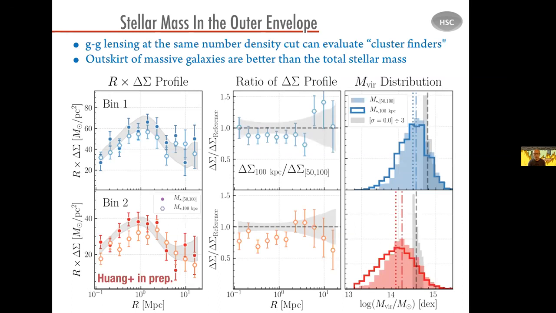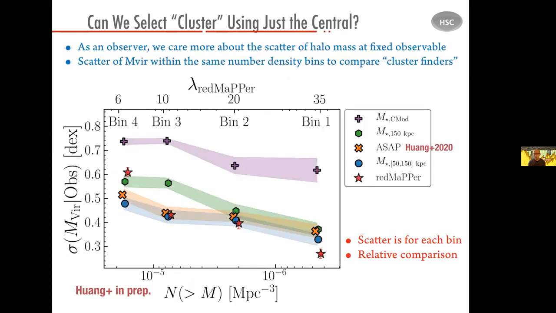More importantly, we build a very simple model with the assumption of a log-linear mass-observable relation with Gaussian scatter, and we fit those profiles to extract the scatter of the halo mass distribution within each bin. This also shows that the outer stellar mass is a better halo mass proxy. We examined this using different halo mass bins, from low halo mass to very high halo mass. As observers, we only care about the scatter of halo mass at a given observable in each bin. Larger scatter means a worse observational proxy; lower scatter means a better one.